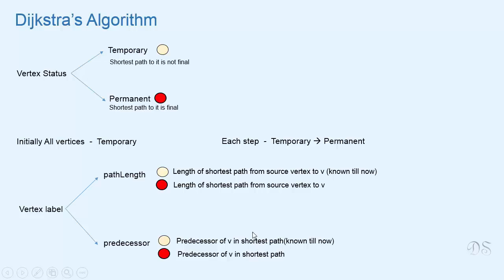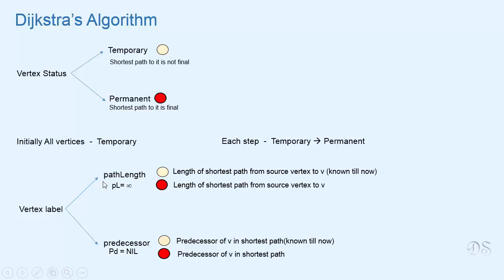When the algorithm starts, the path length of all vertices is initialized to infinity, which denotes a very large number. And the predecessor of all vertices is initialized to nil. This nil can be any number that does not denote a vertex. Our vertex numbers start from 0, so we will take this nil to be -1.